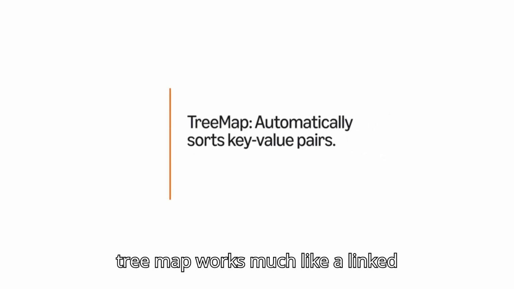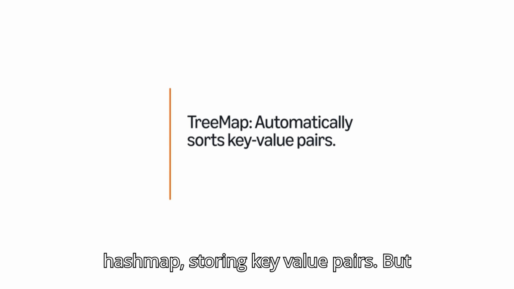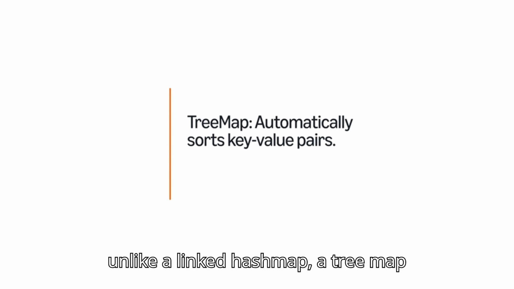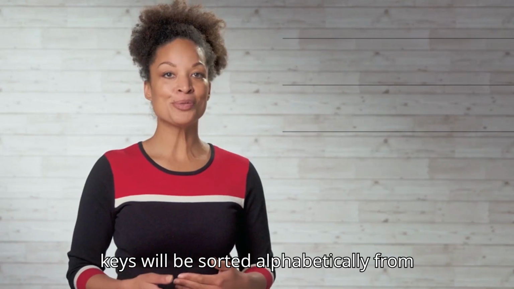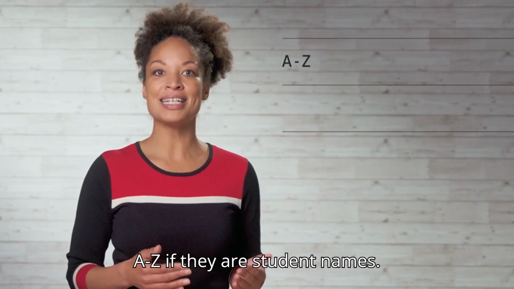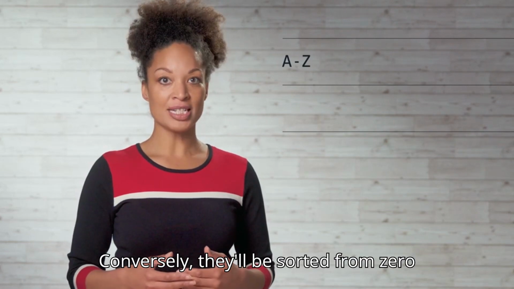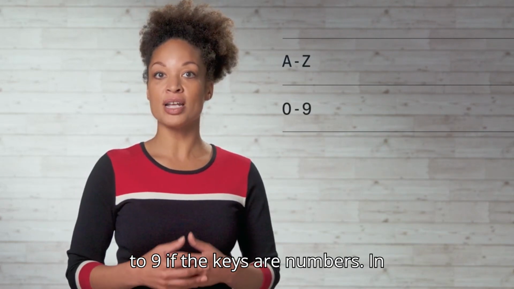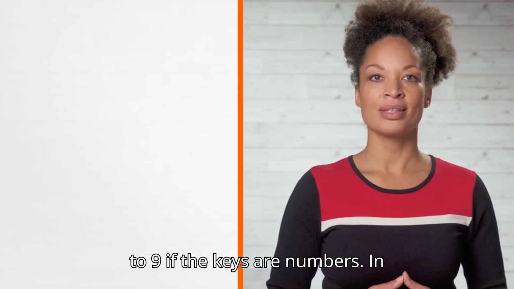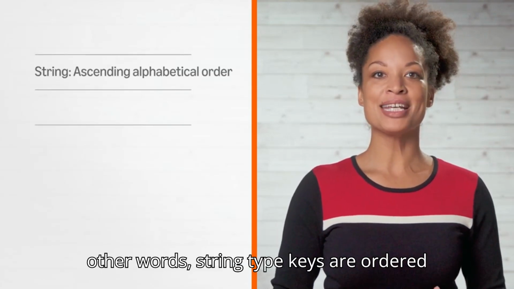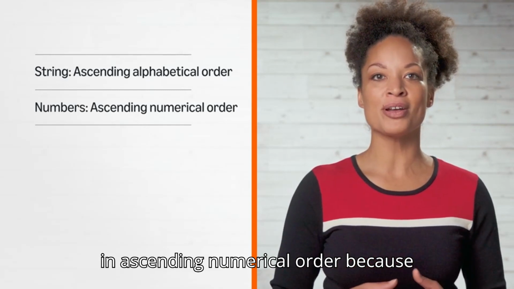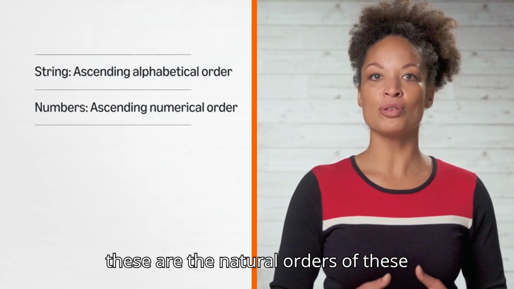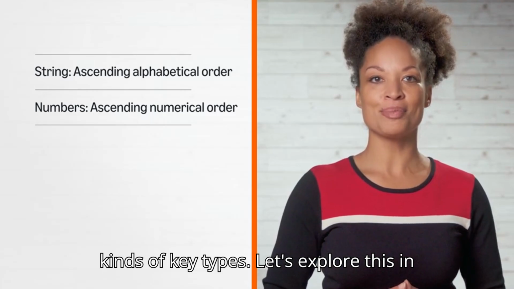A TreeMap works much like a LinkedHashMap, storing key-value pairs. But unlike a LinkedHashMap, a TreeMap automatically sorts these pairs. Your keys will be sorted alphabetically from A to Z if they are student names. Conversely, they'll be sorted from 0 to 9 if the keys are numbers. In other words, string-type keys are ordered alphabetically, while numbers are stored in ascending numerical order, because these are the natural orders of these kinds of key types.